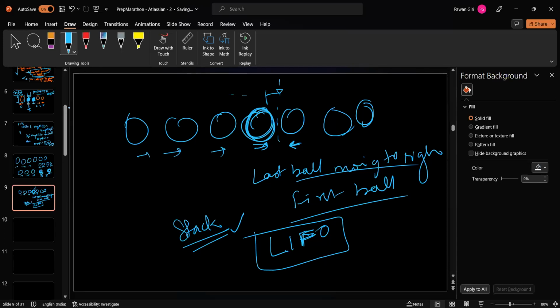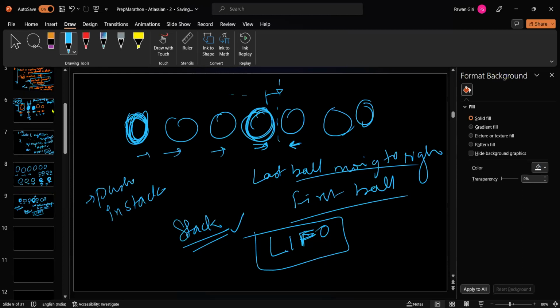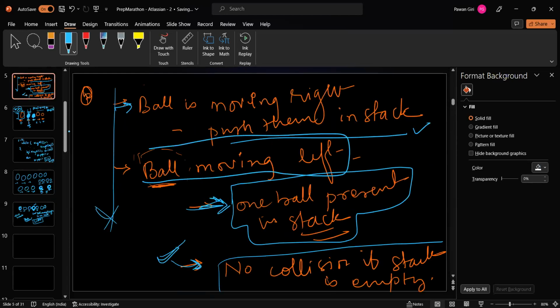And what is the approach, what operations are we going to perform? If a ball is moving to the right, we'll simply push it in our stack. Push in the stack if the ball is moving to the right. And whenever you find a ball which is moving to the left, in that case a collision is possible. Will it happen? It depends on whether the stack is empty or not. If the stack is empty, there is no ball with which this ball can collide. So it is a condition of no collision. If there are some balls, obviously a collision will occur.